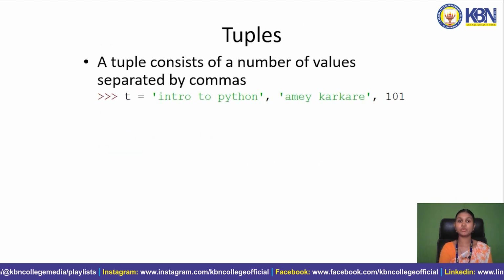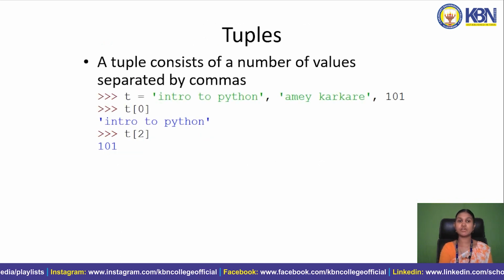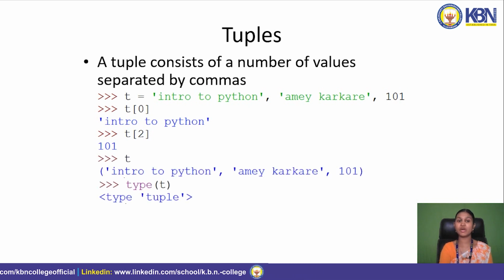And now coming to tuples. A tuple consists of a number of values separated by commas. Here t is the variable. In that variable I am passing the values. I access the 0th value, that is the introduction to Python. Next I access the second value, and it will be printed as 101. And the next one, the t value. Let's see the 3 values.